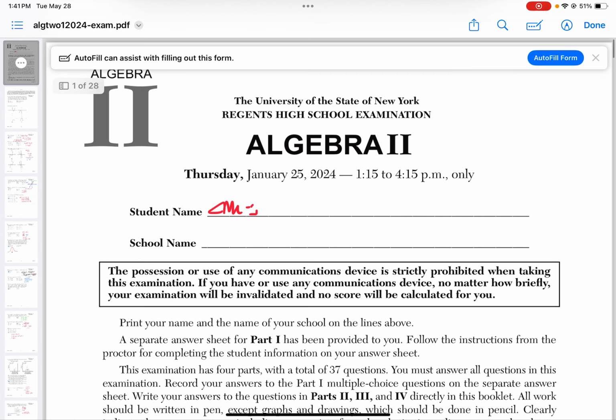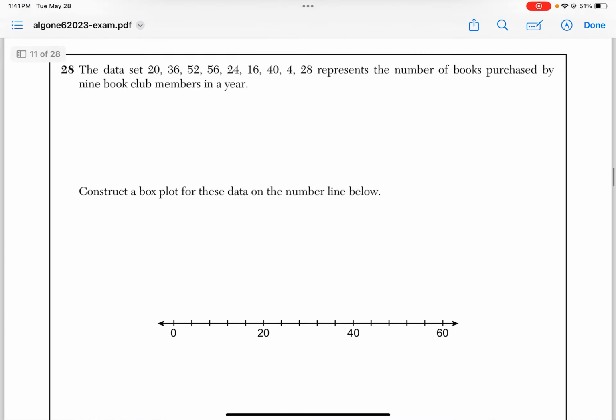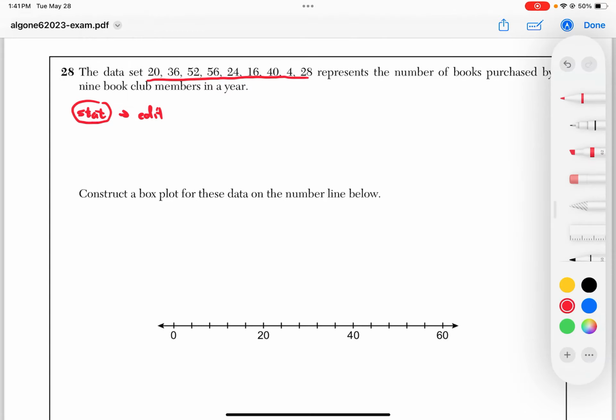Number 28, a box plot. So, essentially, if you remember, we're going to go with the stat button, then edit, and then we're going to put this data in a list, which I should have done beforehand, but shouldn't be too bad. So we got 20, 36, 52, 56, 24, 16, 40, 4, and 28.